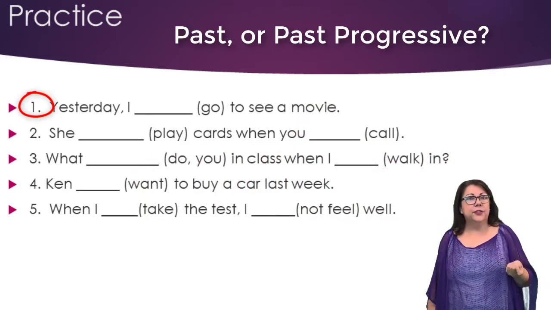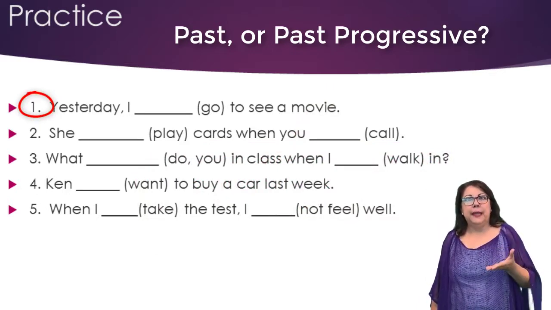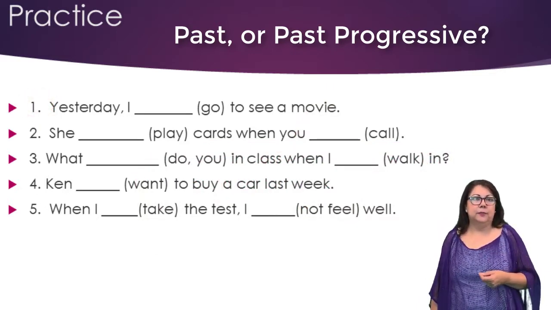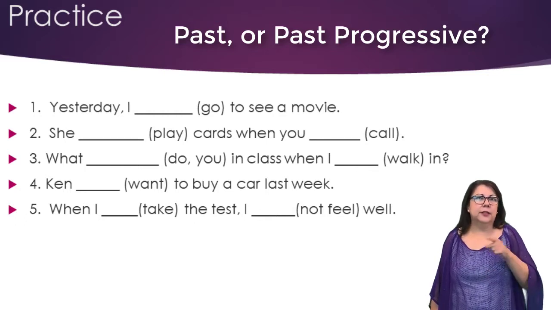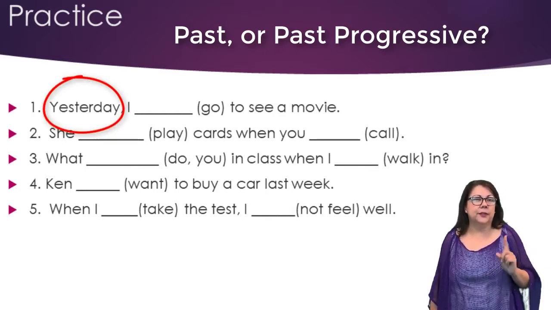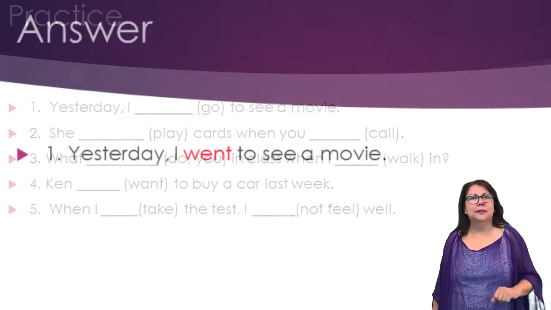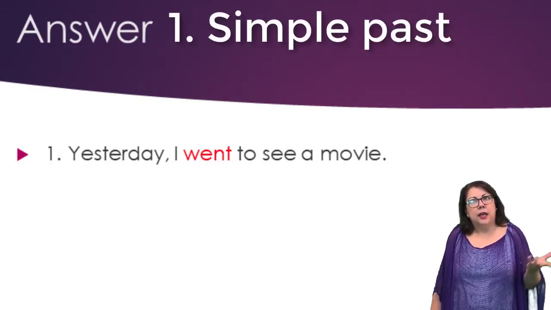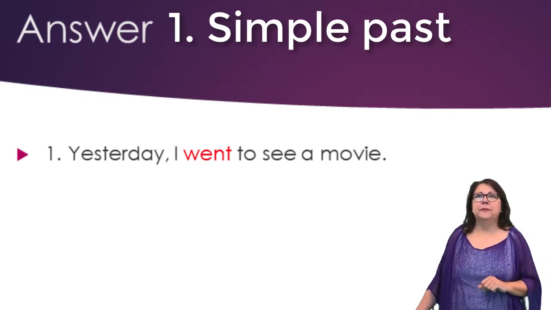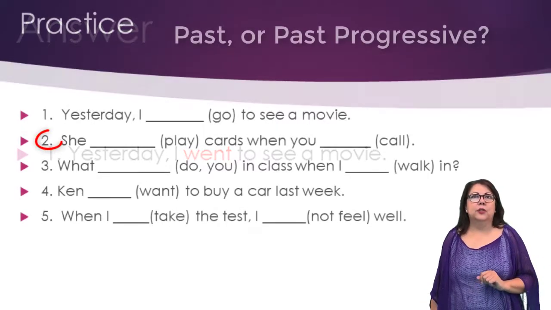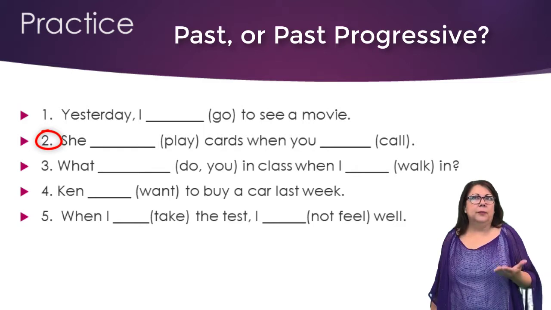Number 1, yesterday I blank to see a movie. What do you think? Look at the time word too. Yesterday, that's a clue. You got it? Yeah, went, simple past. Yesterday, I went to see a movie. Very good. Number 2, she, what? Play cards when you call.